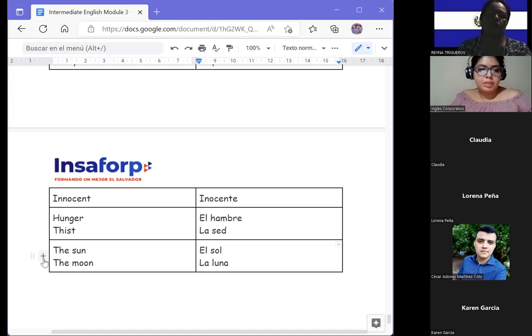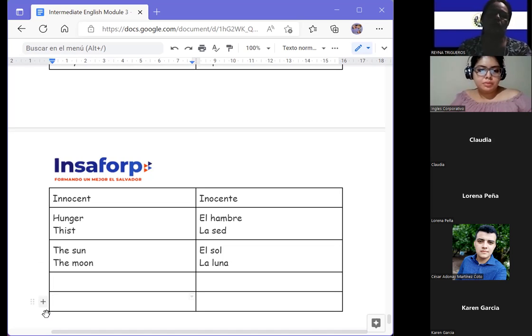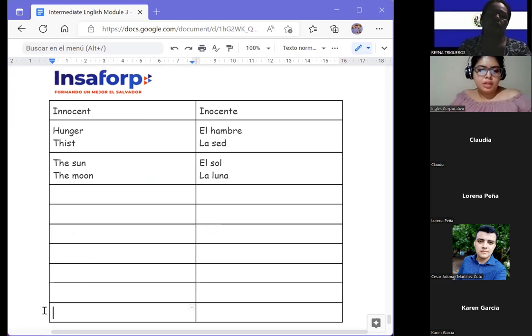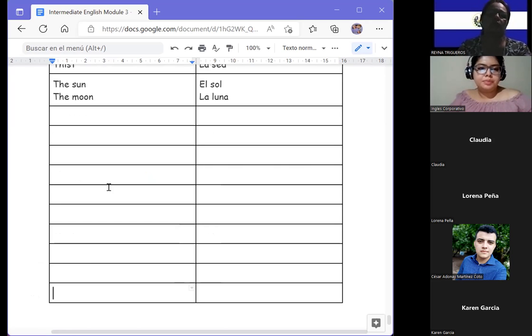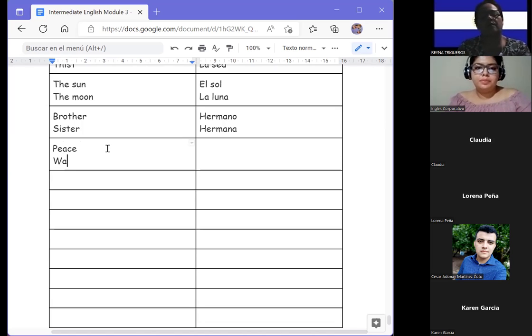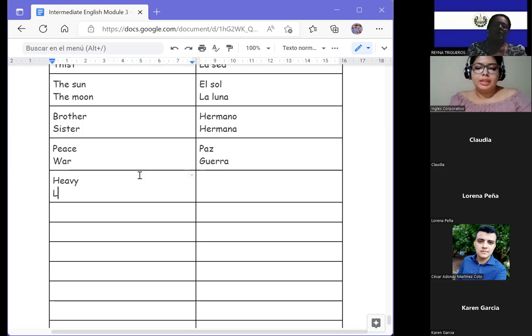Then we have, but let me take this. Five, six, seven, eight, nine, ten. Then we have brother, sister, hermano, hermana. He, wore, as, guerra. Heavy, light.